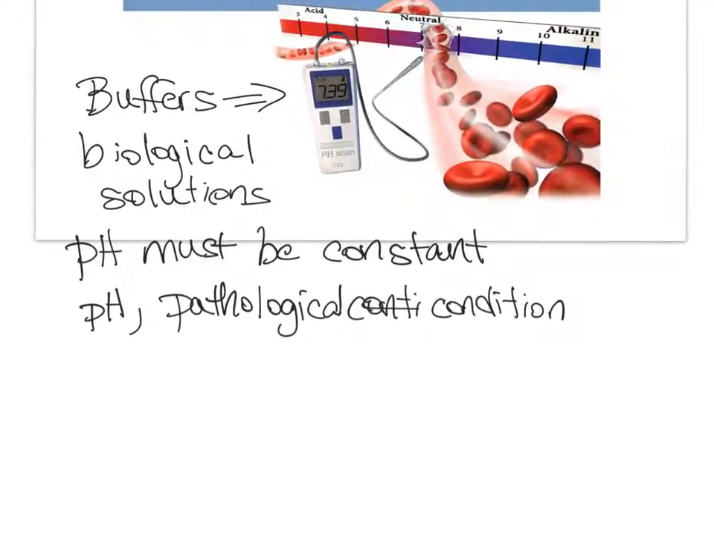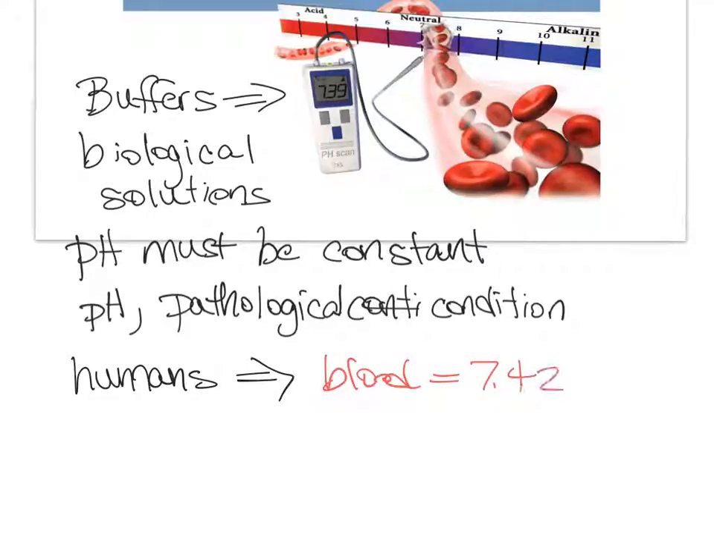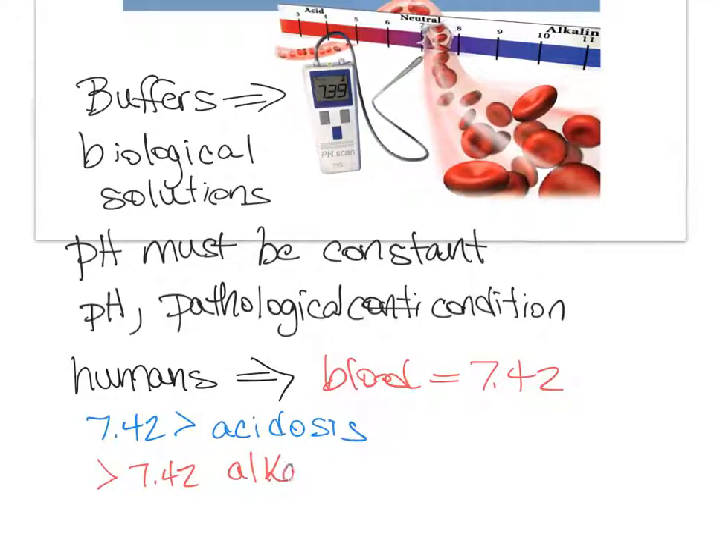Specifically, if we're looking at humans, the average pH of blood is equal to 7.42. If the pH is less than 7.42, then this is called acidosis. If pH is greater than 7.42, then this is alkalosis.